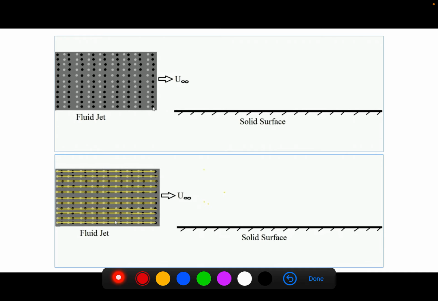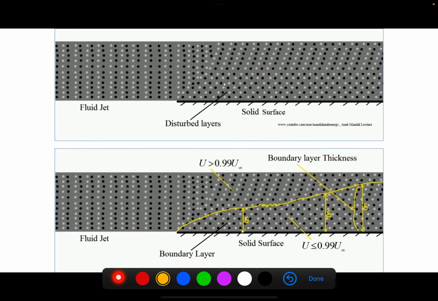So there are many layers. You can see the yellow layer-by-layer formation, approaching the slab with the same velocity. Once it gets onto the slab, the first layer will drag the layer just above it, and that layer will drag the next one above it. Like that the boundary layer formation will happen.